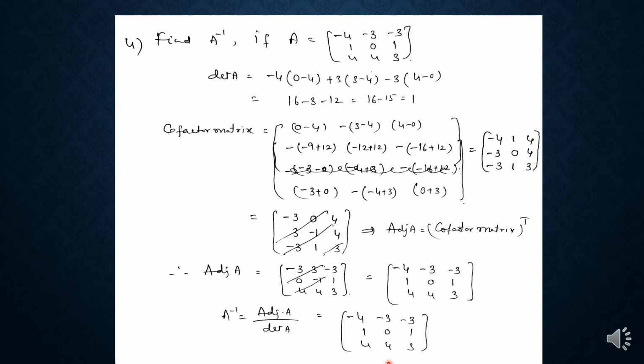Now write the formula for A inverse. A inverse is equal to adjoint A by det A. What is the value of det A here? That is 1. 1 by 1 into minus 4, minus 3, minus 3, 1, 0, 1, 4, 4, 3. 1 by 1 is 1. So A inverse is equal to minus 4, minus 3, minus 3, 1, 0, 1, 4, 4, 3. So this is the inverse of the given matrix A.